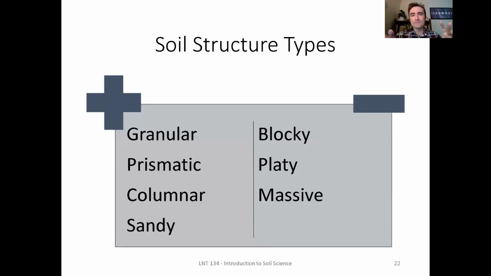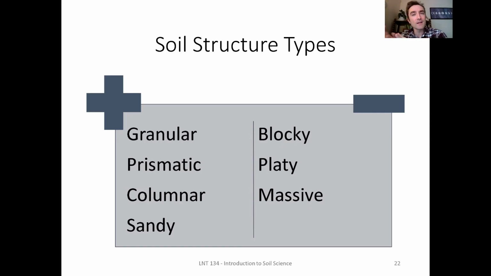Now here's a little table that's showing you the positives and the negatives, the good ones and the bad ones. And it's not 100% good or 100% bad. It's just that some are easier to work with than others. So the ones on the good side is that granular structure. That's the primo. That's the one you should try to cultivate and develop. And prismatic and columnar are also okay because they will at least have good vertical drainage and water can go down. And a sandy structure, you could bring that back to a granular structure with the additions of organic matter.